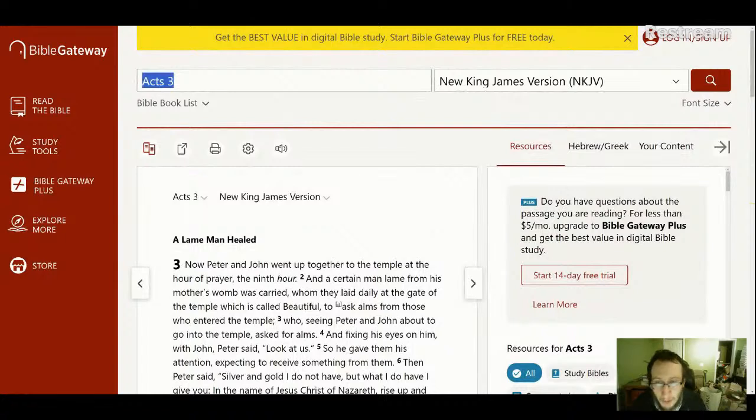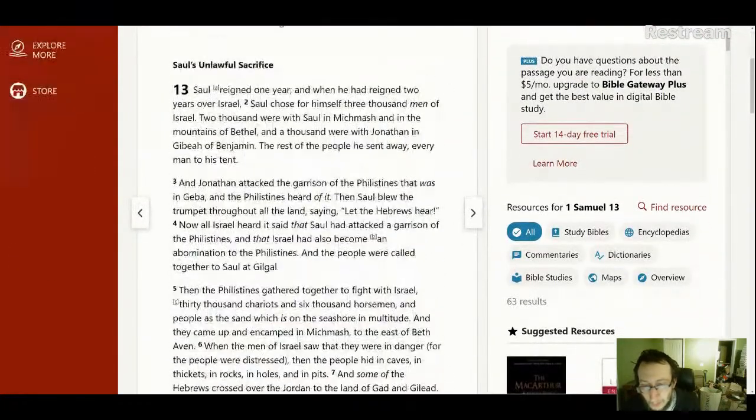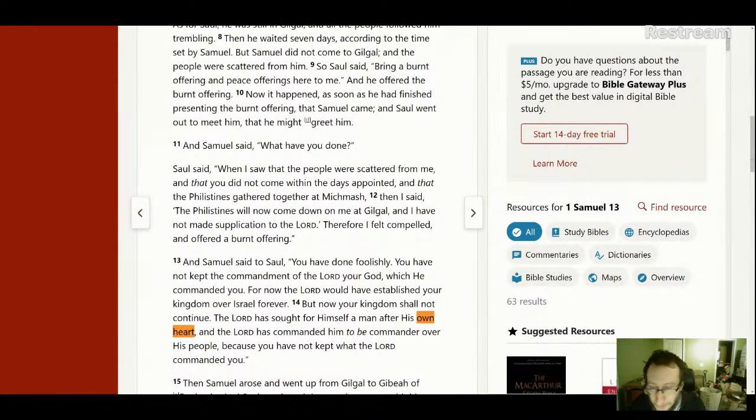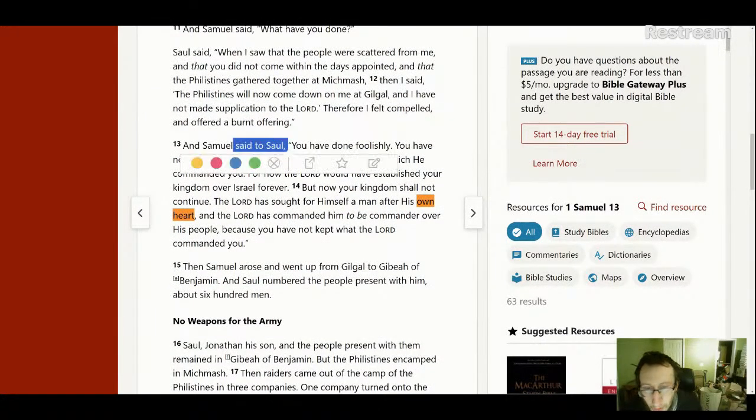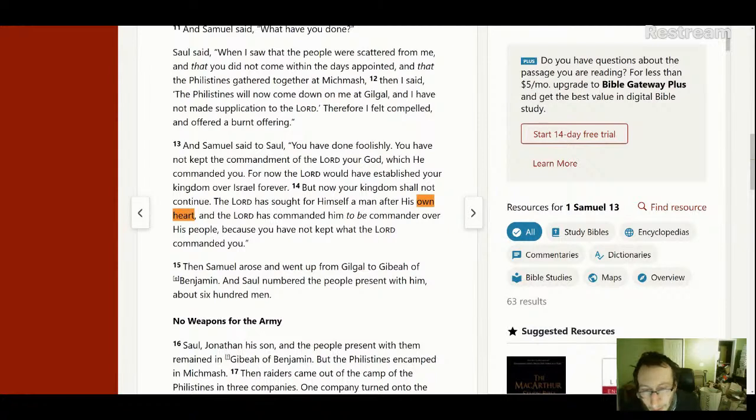Now, God found a man after his own heart. So let's see here. Where does it say that? Now, this is Samuel talking to Saul. So watch. Samuel said to Saul, "You have done foolishly. You have not kept the commandment of the Lord your God. For now the Lord would have established your kingdom over Israel forever. Now your kingdom shall not continue. The Lord has sought for himself a man after his own heart, and the Lord has commanded him to be commander over his people, because you have not kept what the Lord commanded you."